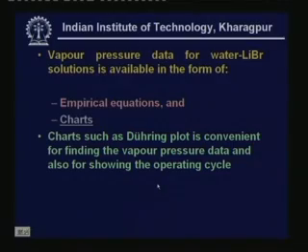Charts such as the Dühring plot are convenient for finding the vapor pressure data, and they are also convenient for showing the operating cycle. Normally the operating cycle can be shown on a Dühring plot. Various component exit and entry points can easily be represented on the Dühring plot.